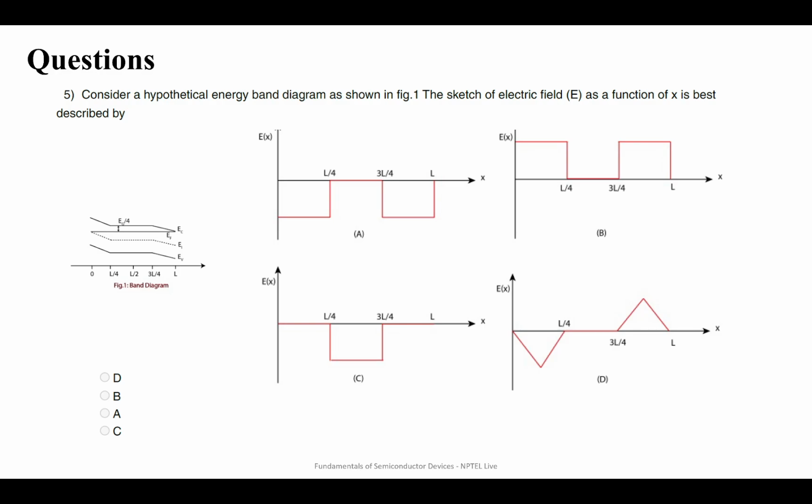Next is: consider a hypothetical energy band diagram as shown in figure 1. Sketch the electric field as a function of x, which is best described by. So this is your hypothetical band diagram, and these are the four electric field versus position sketches. Which one is the correct one?